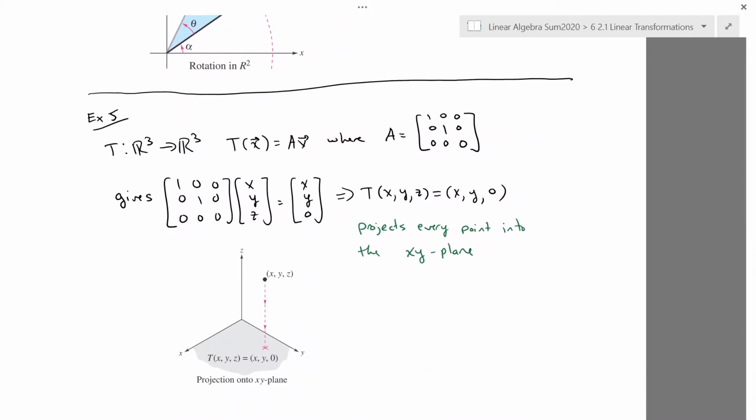And in this next example, we're taking this 3 by 3 matrix A, and the domain is R3, the codomain is also R3, and we look at what happens when we apply the matrix multiplication. Basically the x component stays the same, the y component stays the same, the z component becomes 0. So that's how the transformation looks according to the matrix multiplication by A.